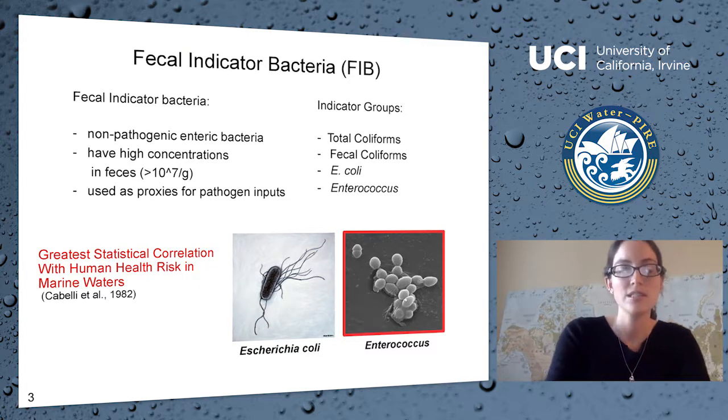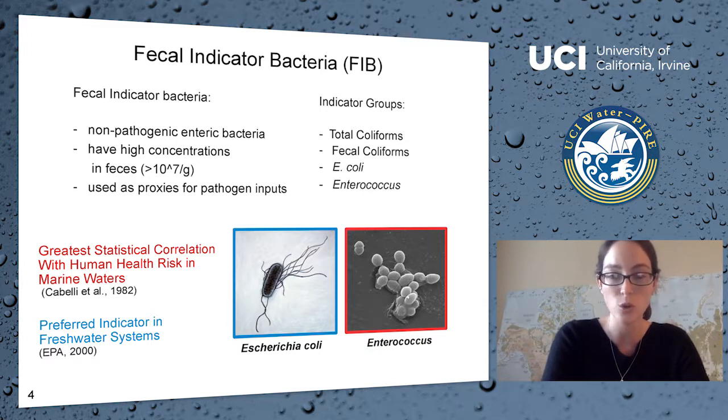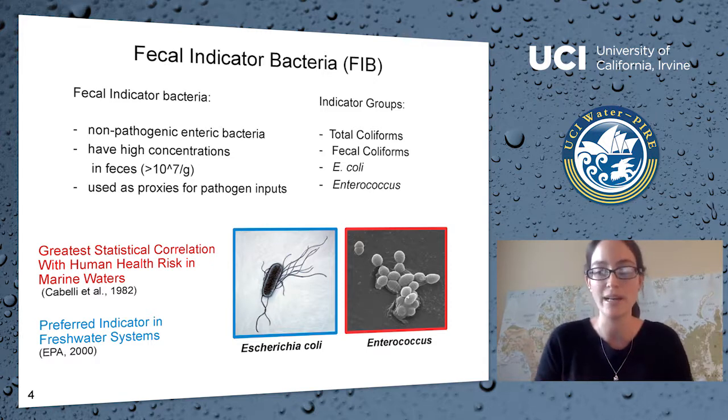One thing about Enterococcus, you see on slide 3, is that they tend to be the preferred proxy for pathogen inputs in marine receiving waters because they have the highest statistical correlation with human health in those marine waters, whereas E. coli, on slide 4, are the preferred indicator in freshwater systems. So this means if we were designing a biofilter to meet criteria in freshwater systems, we'd be looking at E. coli, and if we also wanted it to meet criteria in marine systems, we'd have to add on Enterococcus.